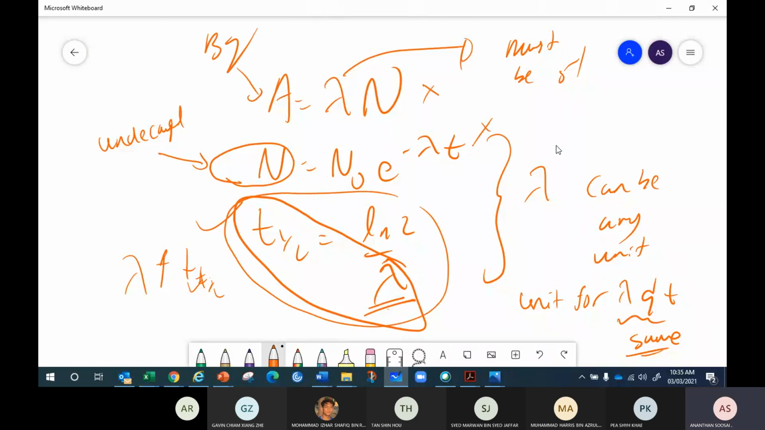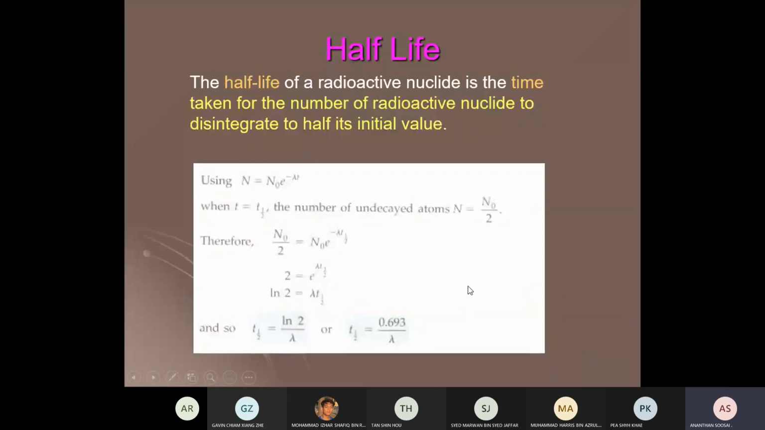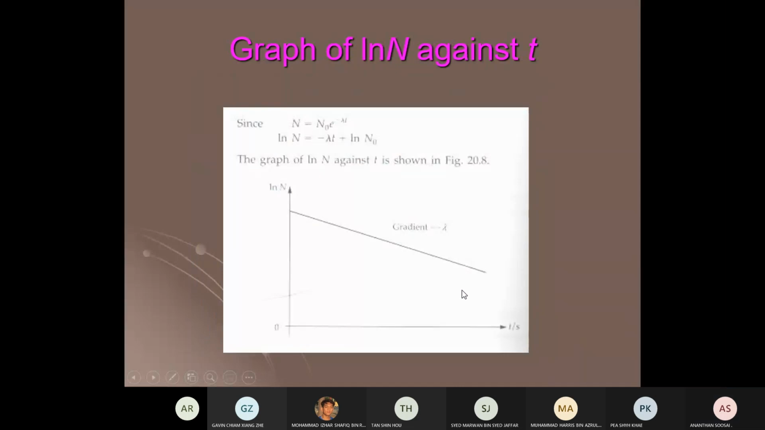Now let's do some examples of how these three equations are used. Any questions before we do the questions? No questions. Okay, so let's try some questions. N equals N naught e to the negative lambda T. You bring ln to both sides, and you can plot a graph of ln N versus T using y equals mx plus c. It's going to be a straight line where the gradient is negative lambda.